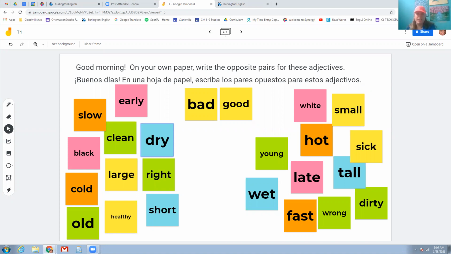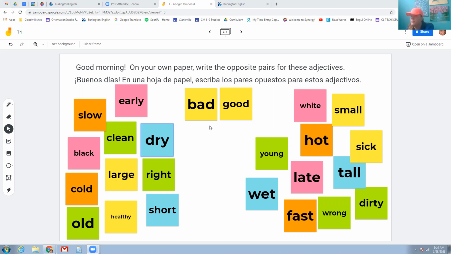Today we're going to talk about adjectives. Adjectives are words that describe. Los adjetivos son palabras que describen sustantivos. Here on our screen, we have a lot of adjectives. Hay muchos adjetivos en la pantalla. And they are opposites, so they're all mixed up. Están bien mezclados. And we are going to make matches, pares opuestos, of these adjectives.